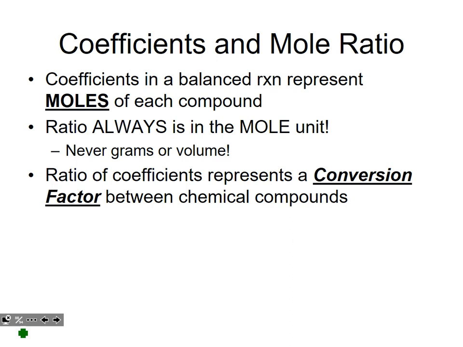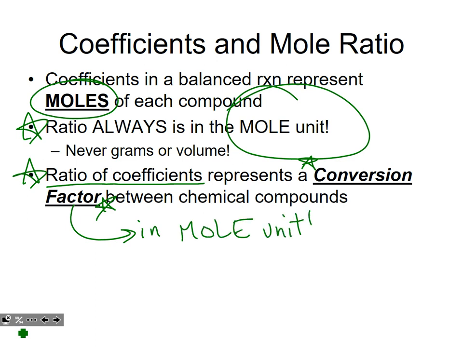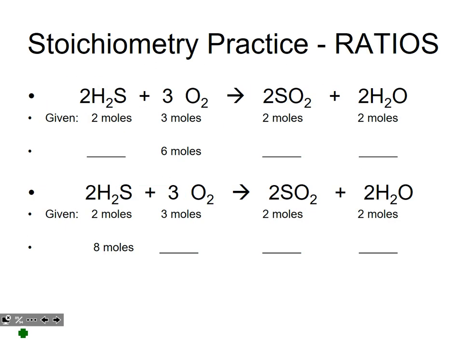So something to remember. The coefficients, they stand for moles, which means the ratio is always in the mole unit. So it's not in grams, it's not in liters. The big number out in front is telling you how many moles of that thing are reacting with how many moles of something else. And that also means that the ratio of the coefficients is actually a conversion factor between chemical compounds, but it's a conversion factor in the mole unit. So it's not converting grams to grams, it is in fact converting moles to moles. So just an example to sort of a warm-up with stoichiometry.